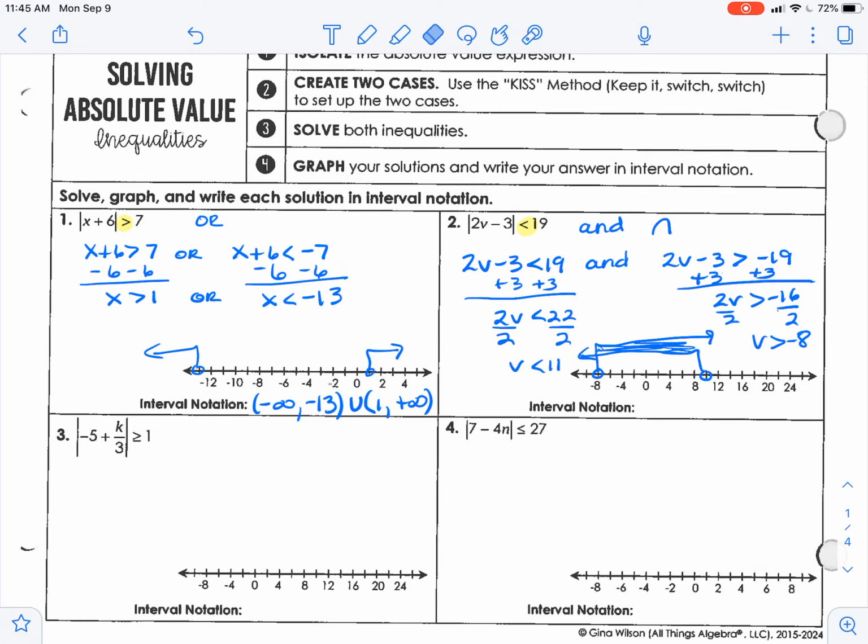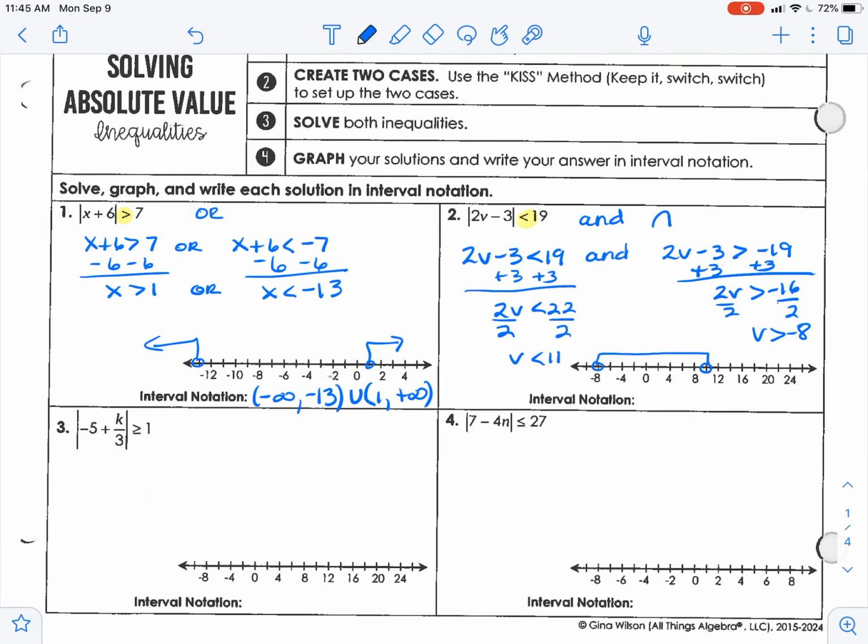So again, remember, we take this and we just rewrite it as the interval from negative 8 to 11. That would be your final answer on the graph. So how do I write it in interval notation? Left would be negative 8, right is 11. They're both open, so it's parentheses in both cases.